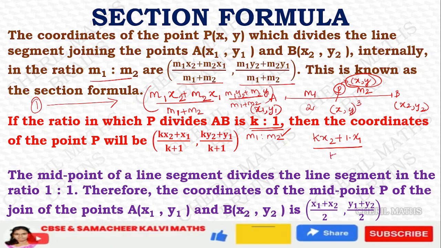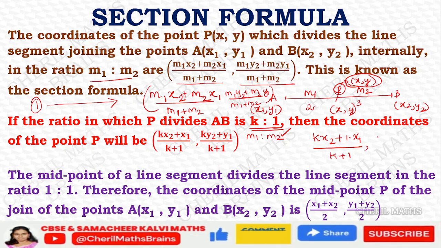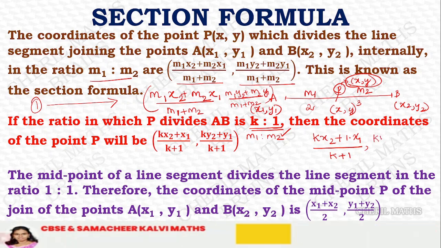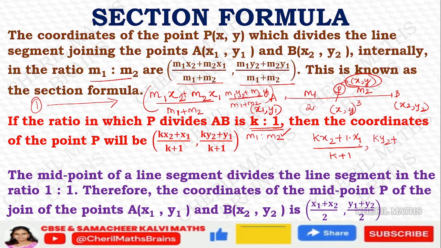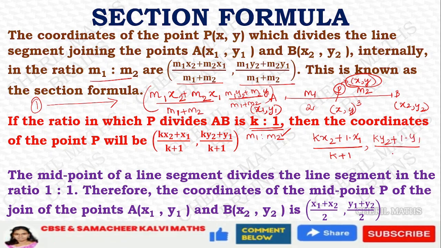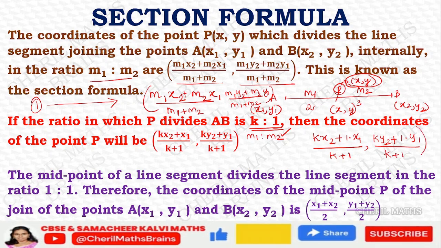m1 plus m2 is what? K plus 1. Comma. Then what do you have? m1 y2. m1 is what? K, k into y2 plus 1 into y1 divided by k plus 1. So this is the formula.